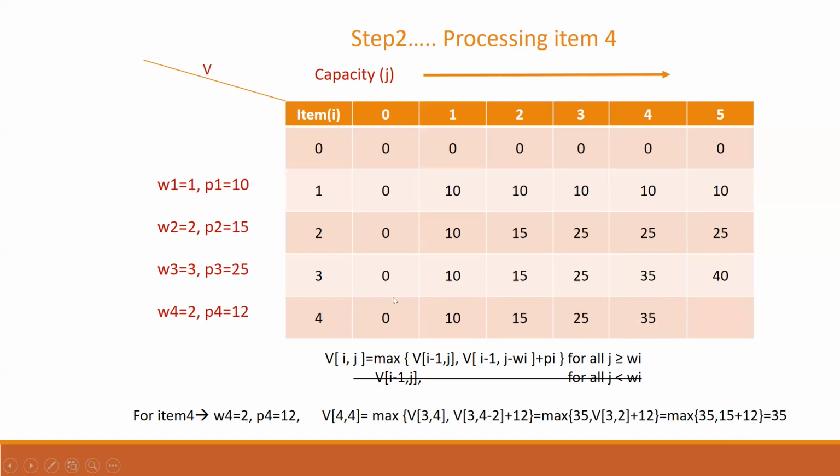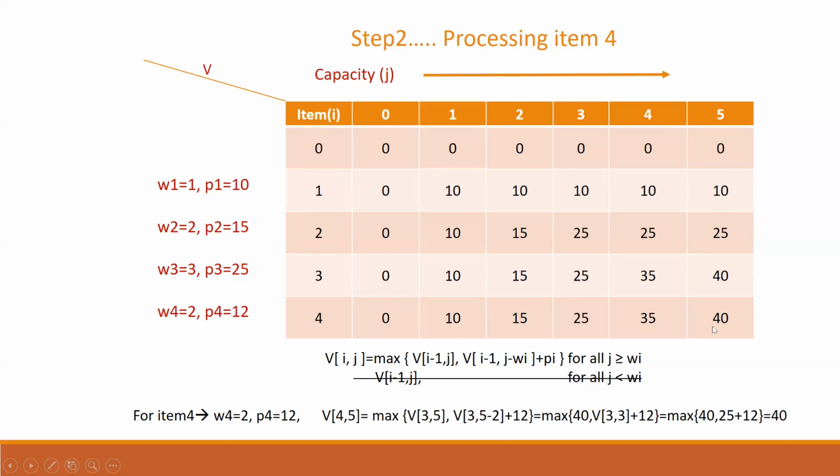Next is for filling this cell, 4 comma 5. For the capacity 5, if you put item 4, the new profit obtained is 12 plus the remaining capacity, which is 5 minus 2, 3. For the capacity 3, the maximum value obtained is 25. 25 plus 12 is 37. But the previous solution itself gives 40. So we choose this as the best solution. So 40 is filled here. So we finished this table. After filling this table, we are clear that the maximum profit obtained is 40.